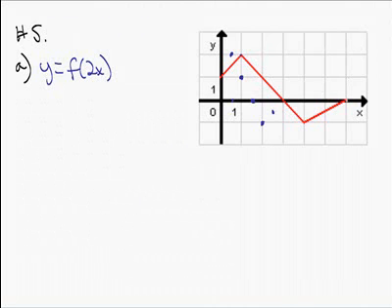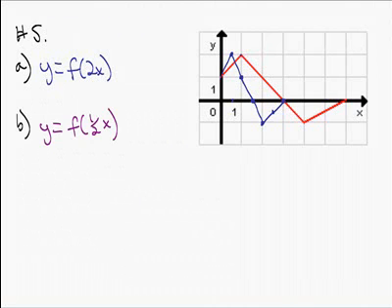And finally, this point at 6, 0 gets backed up to 3, 0. So we've taken this original graph here and we have compressed it horizontally by a factor of 2. Basically we've made it half as wide.